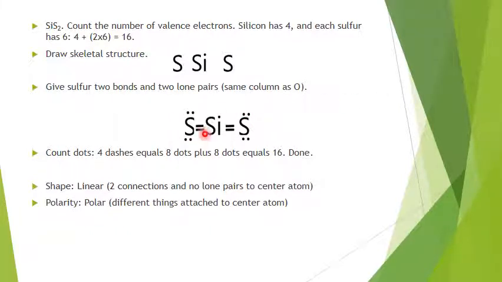Okay, what's the shape? It has 2 things attached to the center atom, so it's either linear or bent. It has no lone pairs on the center atom, so it's going to be linear. This molecule is nonpolar because it has the same things attached. Now I made a mistake here. This should say nonpolar because it has the same things attached to it.